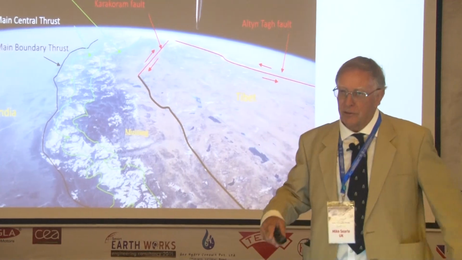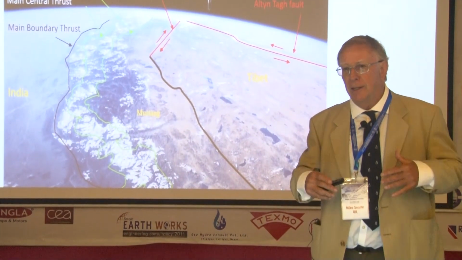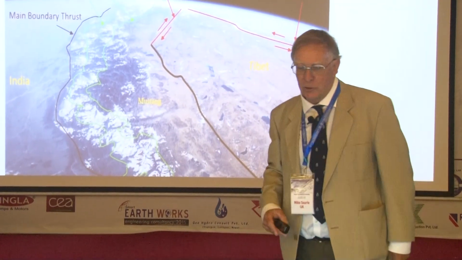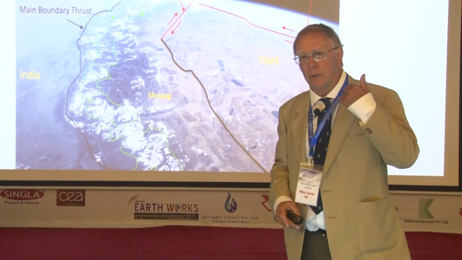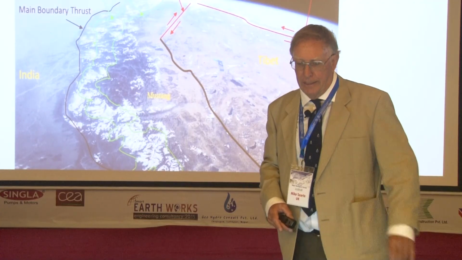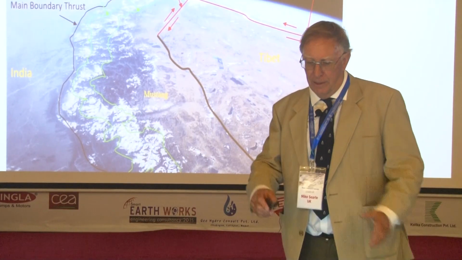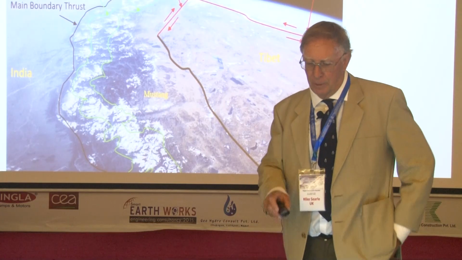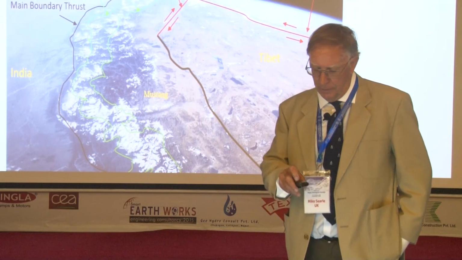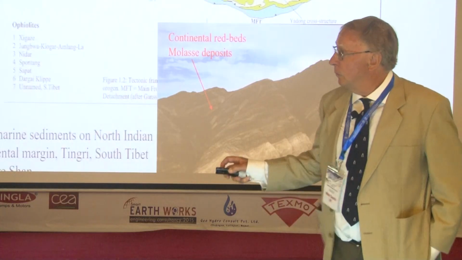The black line is the main collision zone between the Indian plate and Asia, the Indus Suture Zone, which runs for 2,500 kilometers along the north side of the Himalayas in Ladakh and South Tibet. Everything south of the black line is the major Himalaya, with the Tethyan Zone in this.